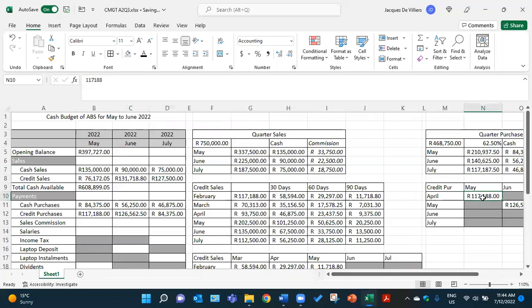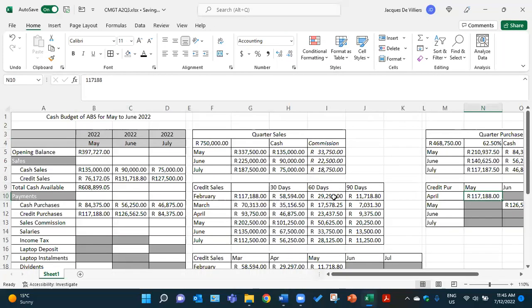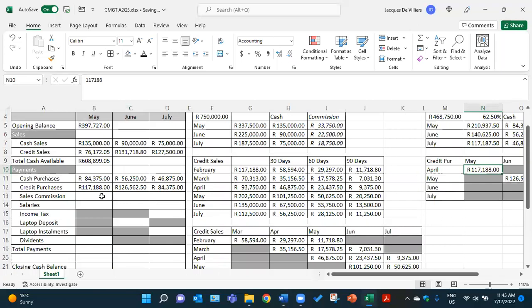Okay. By the way, where did I get this 117,000 for May? Well, let me just go and show you again. We are told here that our creditors for April, at the end of April, was that amount. And remember, we pay the next month. So that is where I got that 117,000 from. Good. Let's have a look at our sales commission. Well, we already calculated it there, so we can just put those values in.